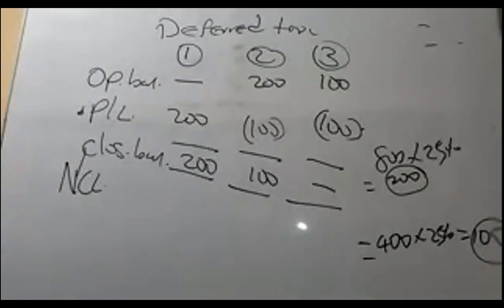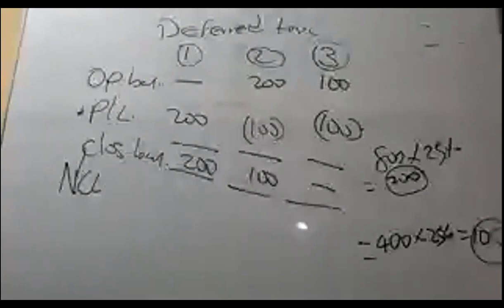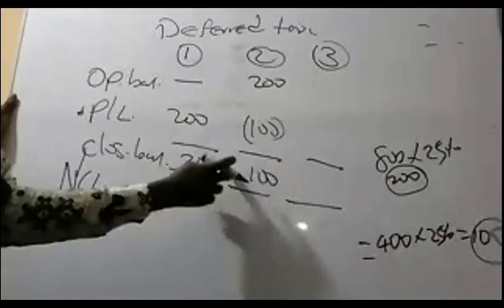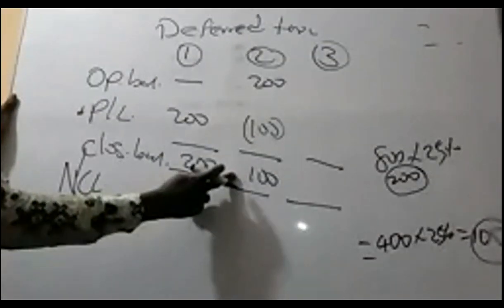Great. Now for year 3, it starts like this. In fact, once you have a closing balance for year 2, it becomes what? The opening balance for year 3. So that's the first case.